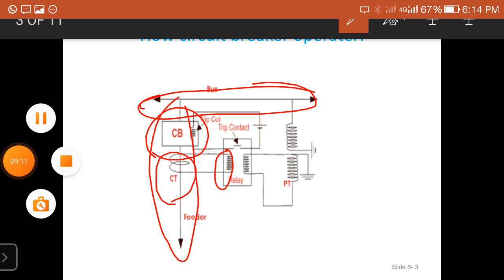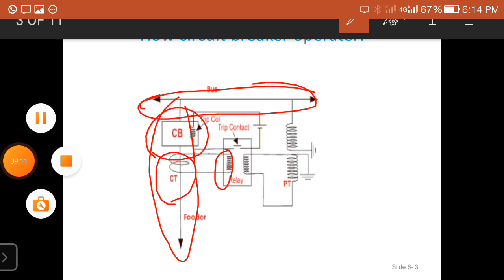Next, coming to the working: when overcurrent flows in the circuit breaker, that means faulted condition, the bimetallic strip gets heated. When overcurrents occur, automatically some heat energy will be produced. By using this heat energy, the bimetallic strips are heated and caused to deflect.